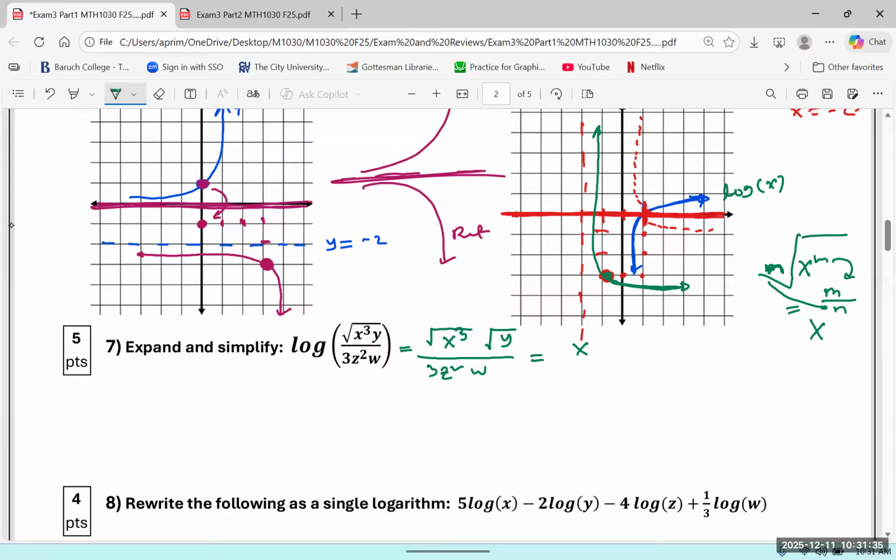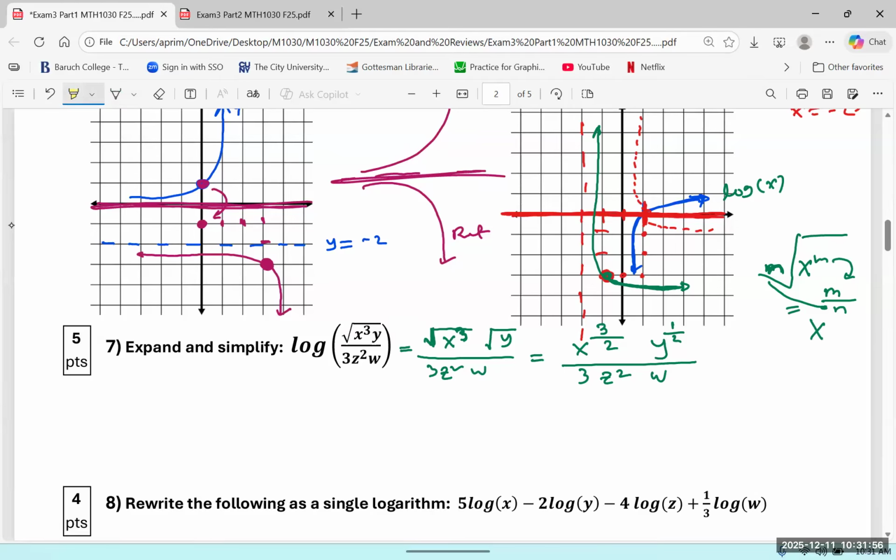Applying these rules, 3 is the power, so 3 should be on the numerator. And the square root means 2 on the denominator. And the square root of y is 1/2. And our denominator stays the same, 3z squared w.